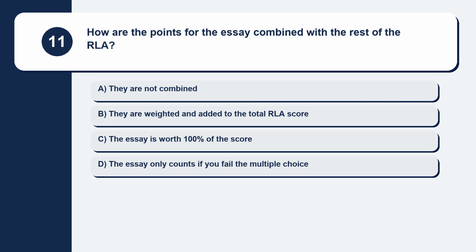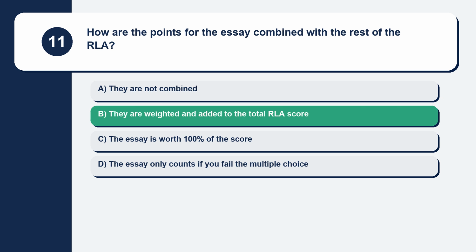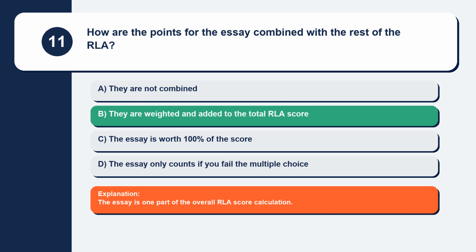Question 11. How are the points for the essay combined with the rest of the RLA? They are not combined. They are weighted and added to the total RLA score. The essay is worth 100% of the score. The essay only counts if you fail the multiple choice. The essay is one part of the overall RLA score calculation.